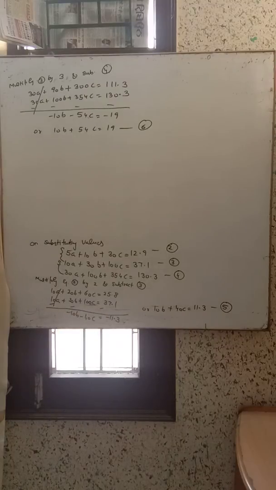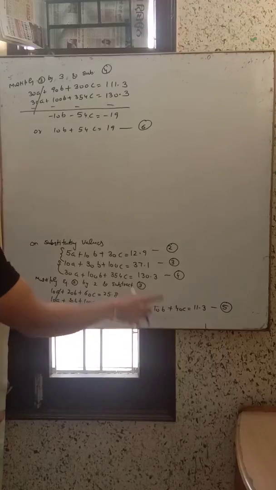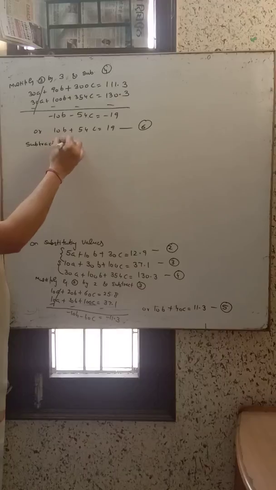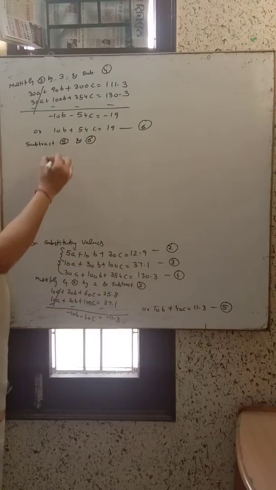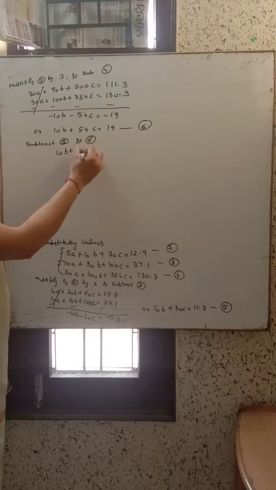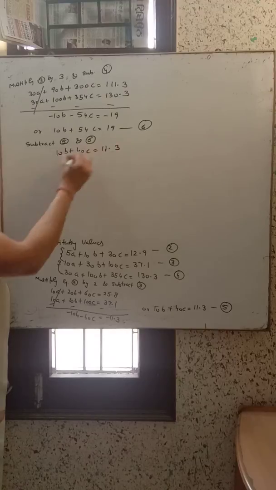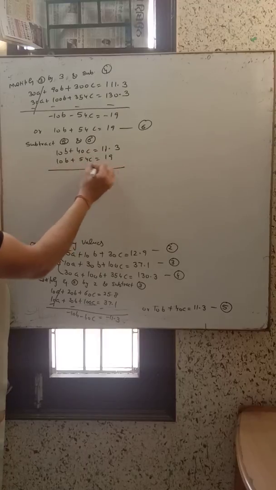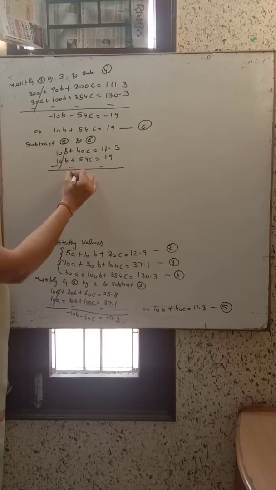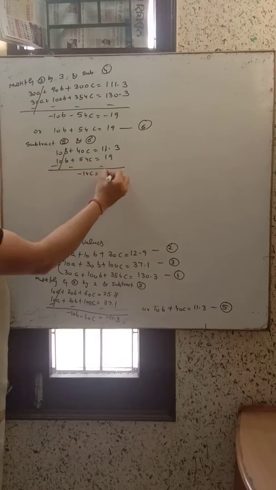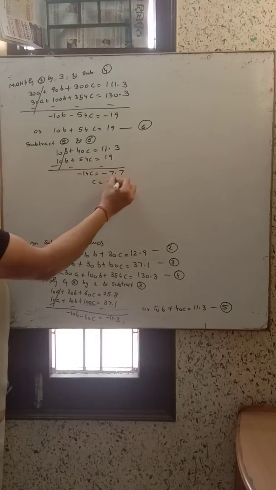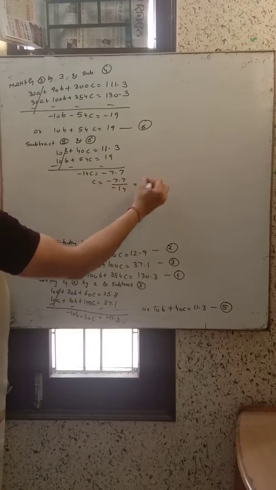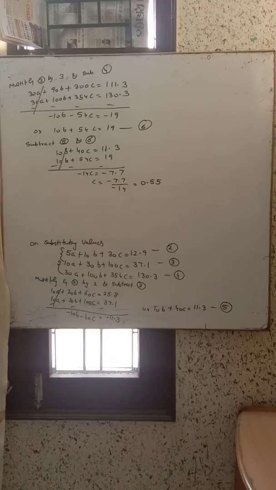Now we have to solve 5 and 6. So in 5 and 6 we have 10b, so we subtract equation 5 and 6. 10b plus 40c equal to 11.3, and 10b plus 54c equal to 19. On subtracting, b cancels out, minus 14c equal to minus 7.7, and c comes out to be minus 7.7 divided by minus 14, which comes out to be 0.55.